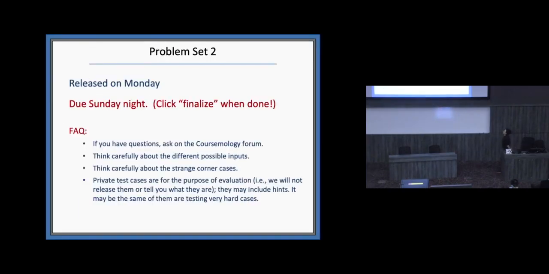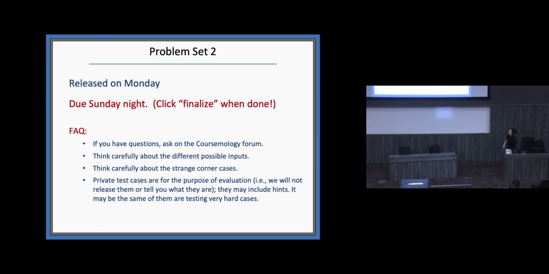A bit of housekeeping before we begin. Problem set 2 was released on Monday. Hopefully you know this, right? It's due Sunday night. Don't forget to click finalize when done. Actually, I think the most common issue I've seen is not that people forget, but the other way around, where they preemptively click on it. But remember, final means final, yeah?